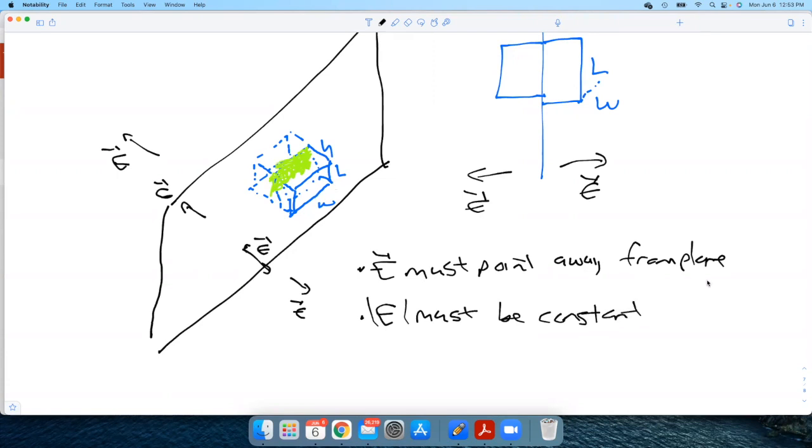On these front and back faces. So now we've got 6 different faces here. I'm going to have to find 6 different fluxes here. But E must be constant on faces 1 and 2, the front and back. That would correspond to here and here in this picture.